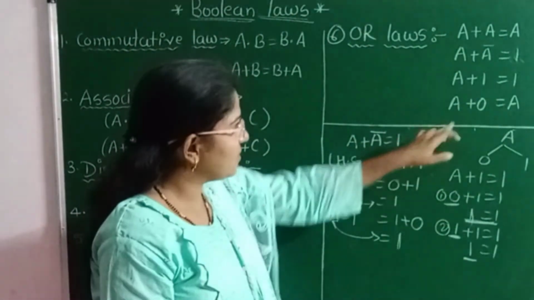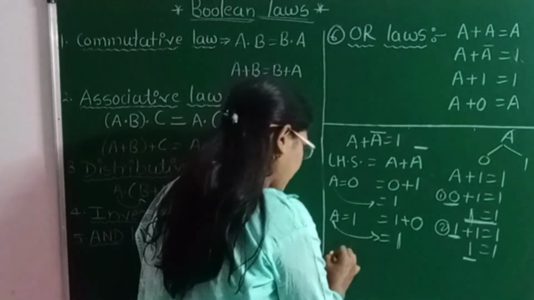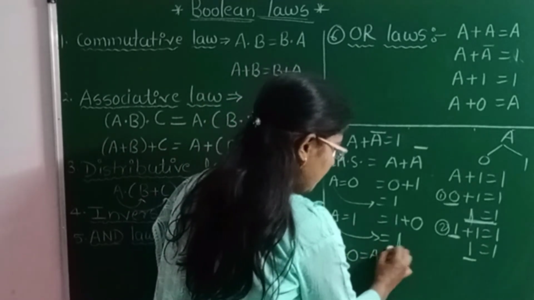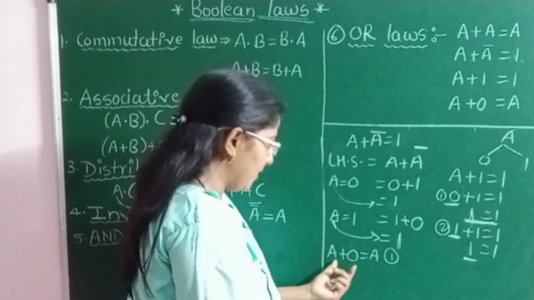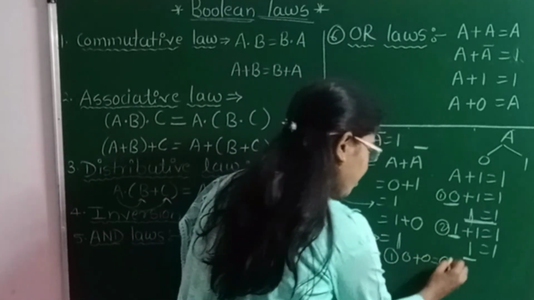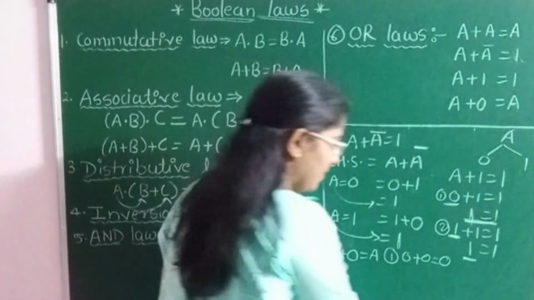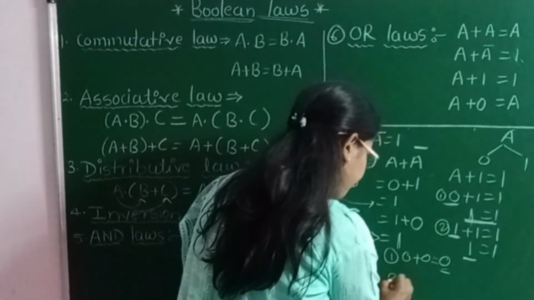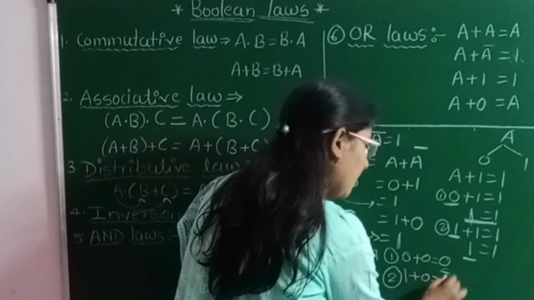Now consider the last law, that is A plus 0 equal to A. So here I will write A plus 0 equal to A. First consider the value of A equal to 0 and put it in the expression. So 0 plus 0 equal to 0. So here you can see we are putting the value of A as 0 and the result is also 0. Now consider the second case where the value of A is 1. So 1 plus 0 equal to 1.